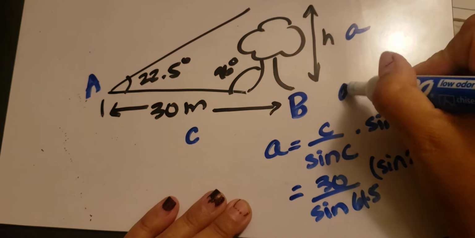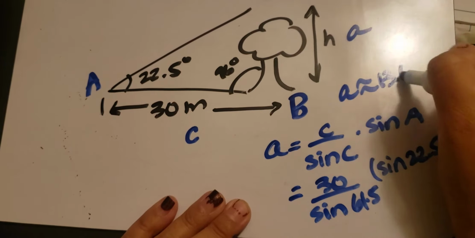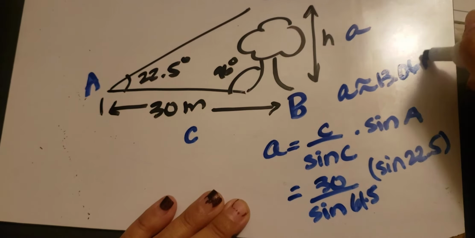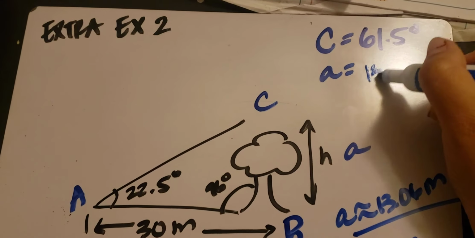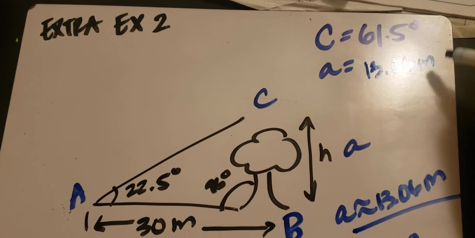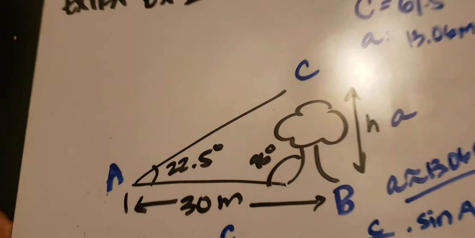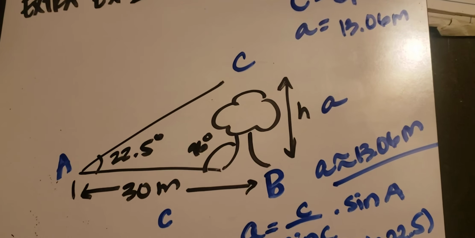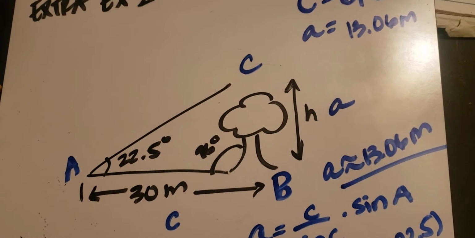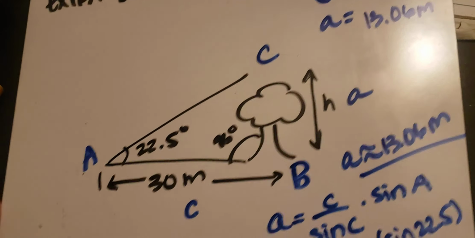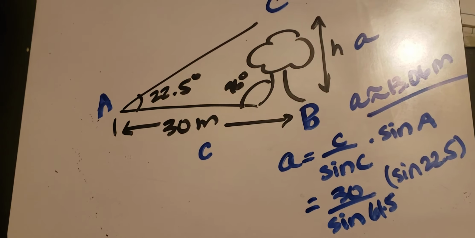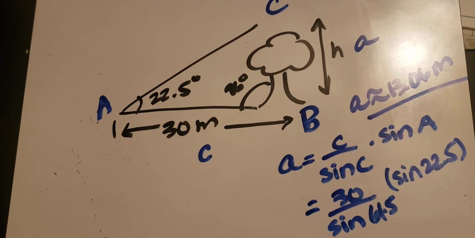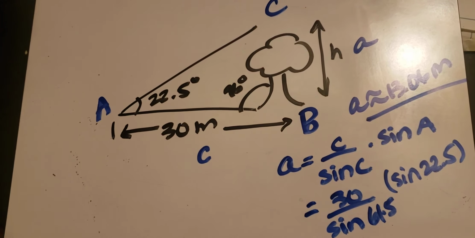So A is approximately 13.06, and this was meters, okay? So I'll put it up here as well, 13.06 meters. So again, the height of the tree is 13.06 meters. Okay, and I just had to round that off. Again, if it doesn't specify, 2 is kind of my go-to, okay, to the nearest hundredths.